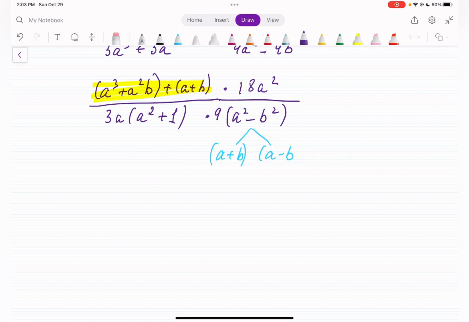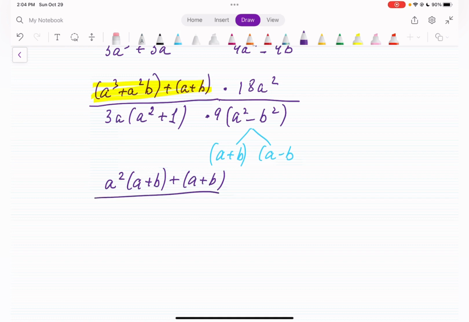A cubed plus a squared b, I can take out a squared, and I will have a plus b, plus a plus b. Never ever cancel the way I did cancel. I just didn't look at the plus. Because when terms are tied up with addition or subtraction, you can never separate them and cancel.